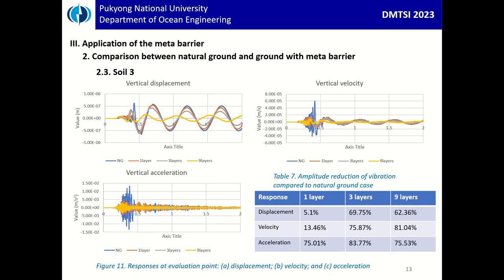Next is the last soil condition, soil 3, which has a shear velocity of 200 meters per second. We also check the displacement, velocity, and acceleration. Now we check the 3 layers and 9 layers cases, and as you can see in the figure, the 9 layers show very high effectiveness when reducing the ground vibration compared to the 1 layer and 3 layers. But it also costs a lot of money, a lot of construction cost.